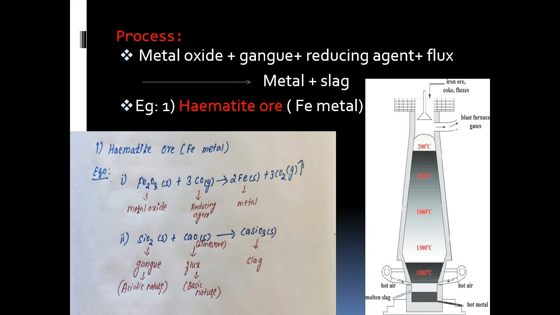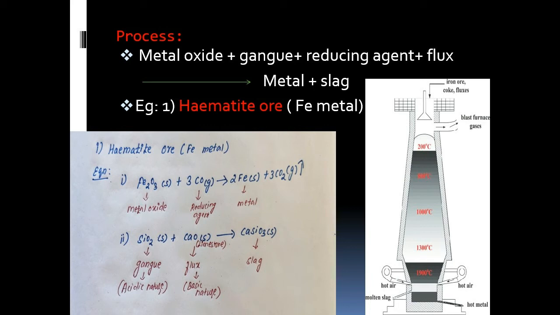Then the gangue impurities combine with the flux and form another layer, a molten slag, and we can separate the slag out, and the hot metal we can separate later. So this is the process of smelting. It is a very easy method.